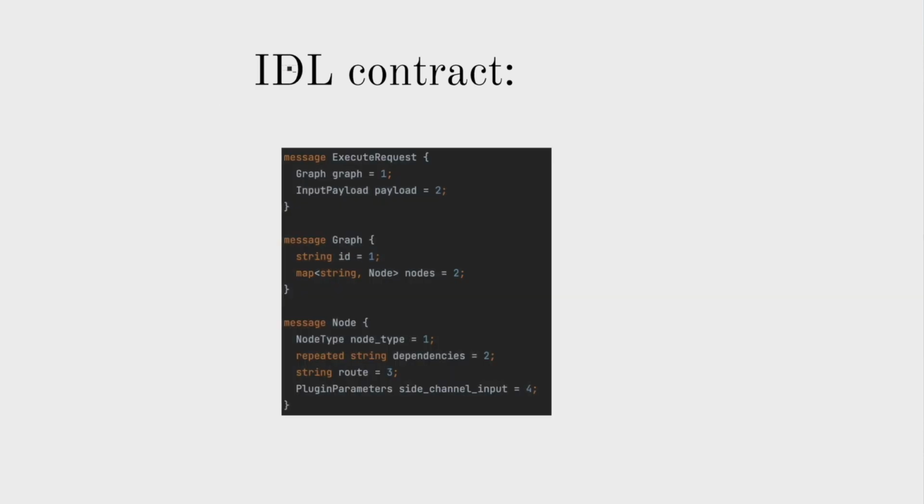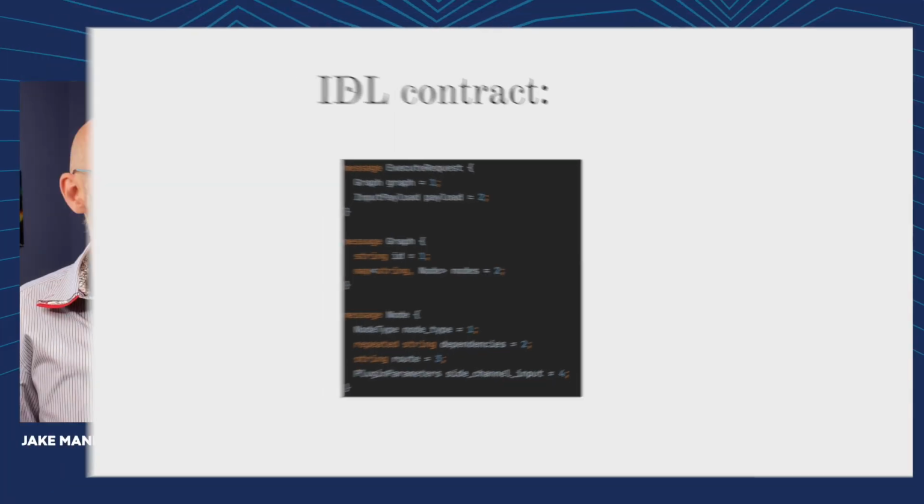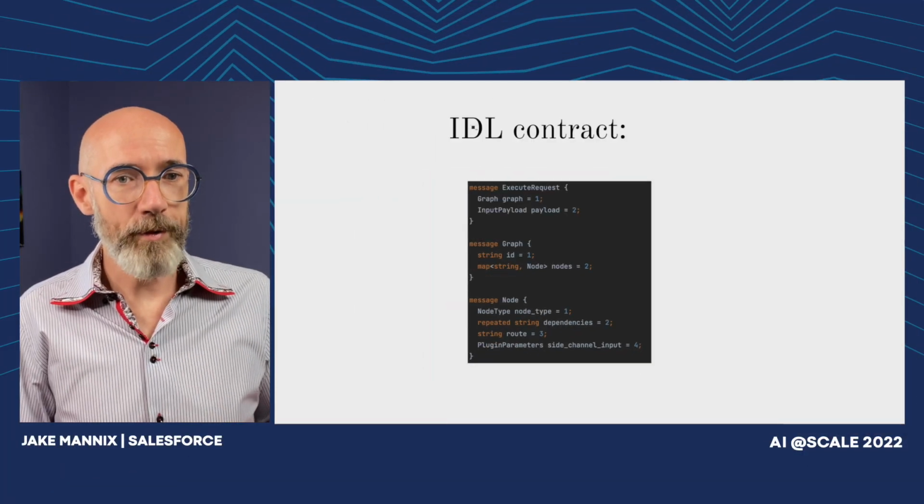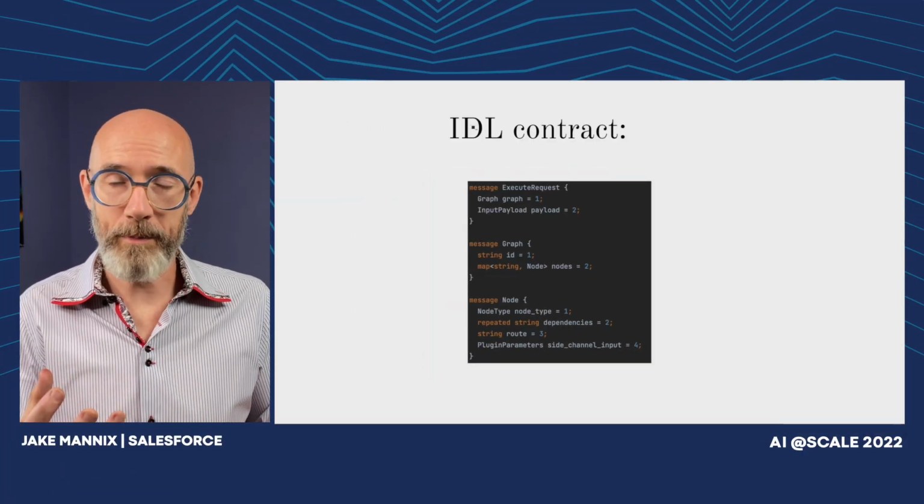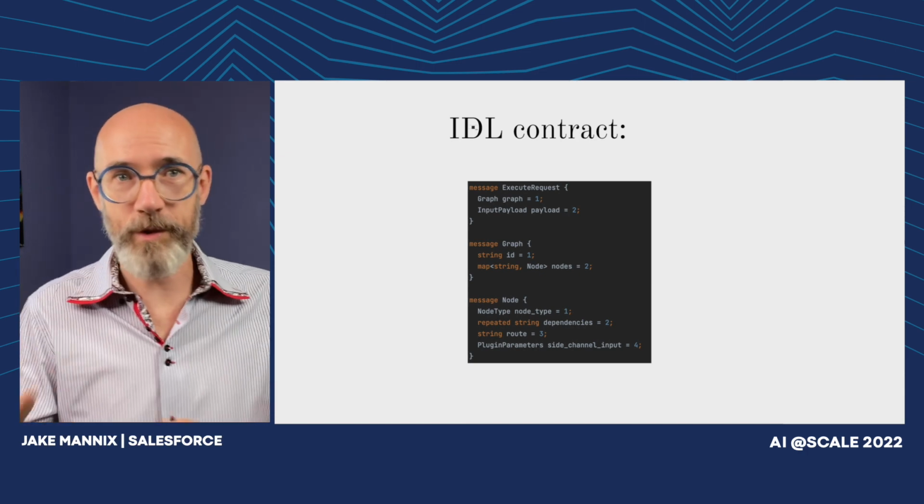Requests have kind of two parts: the graph that you want to execute, and then the payload of what you want to hand to that graph. In particular, the graph is just going to be a map of IDs to the node instance configuration. The node itself has a node type that describes what it is. Is this a data fetch from a feature store?